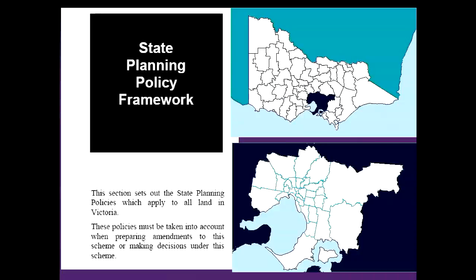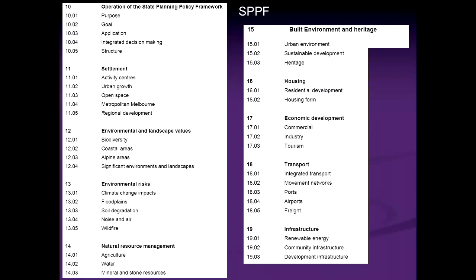The VPPs, so that's the background to all planning schemes across the state, have a state planning policy framework. So this is higher level policy that applies everywhere. And a range of things in there. These are big picture policy directions. Sustainable development, settlements, activity centres, etc.